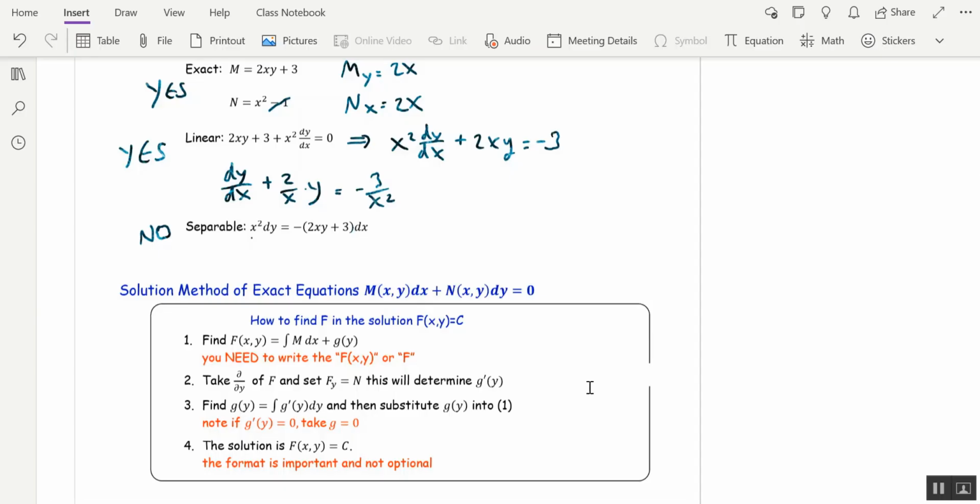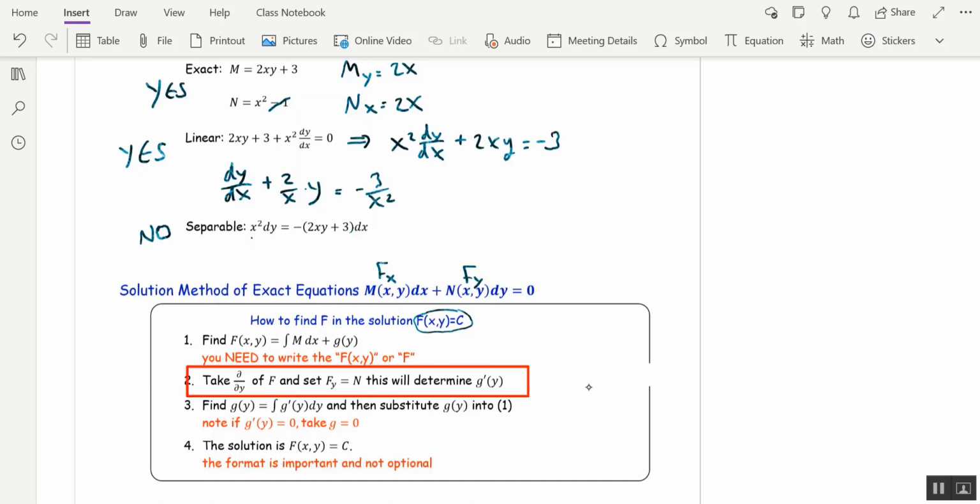All right, so if it is exact, how do you find a solution? So first of all, your solution format is going to be big F equals C if you can find big F. And here's how to find big F. First of all, this, by supposition, is f sub x, and this is fy. So if you're trying to recover F, take M and integrate with respect to x. That will give you F up to a constant, and the constant's going to be a function of y, so g of y.